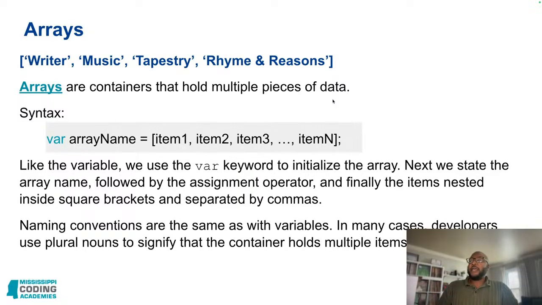Arrays are containers that hold multiple pieces of data. So far, what we've looked at with a variable is that it contains a singular piece of data. We can't put more than one thing in this box. Okay, and that is a variable. So sometimes you want to store more than one item. Okay, and the way we do that is with an array, as you can see here in the example that I have up here.